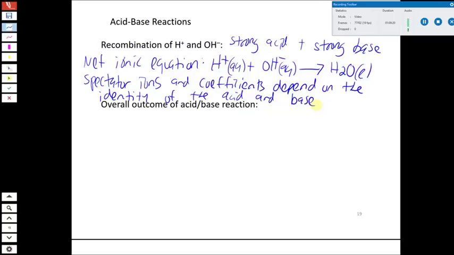All right, so then the overall outcome of an acid-base reaction, if we write the whole thing, not just the net ionic equation, is that we have an acid and a base that react with each other.